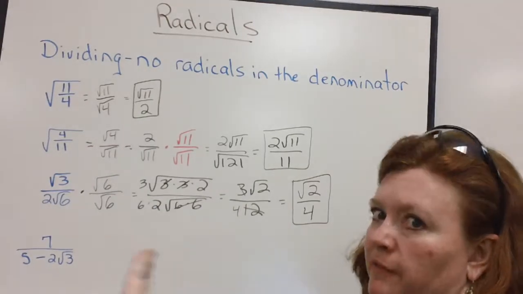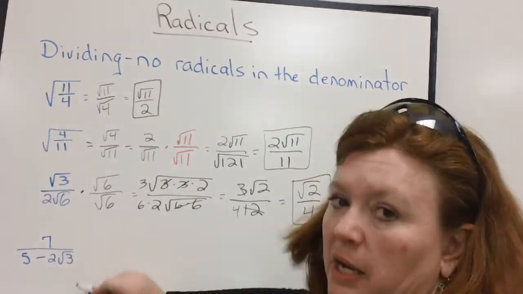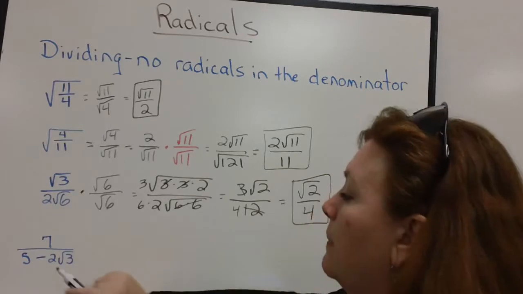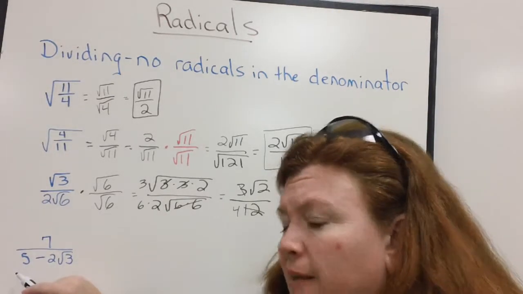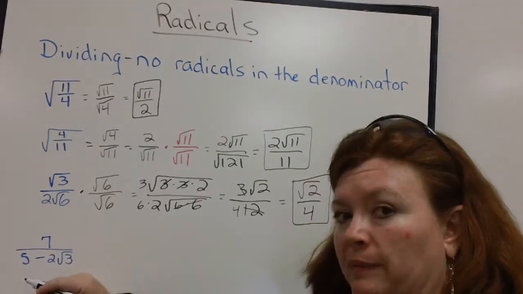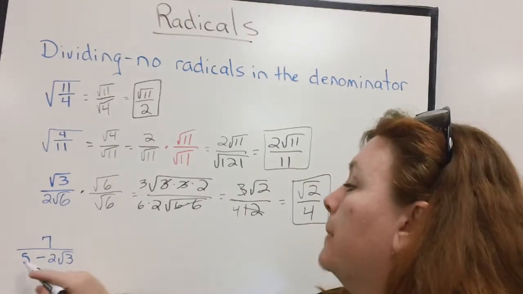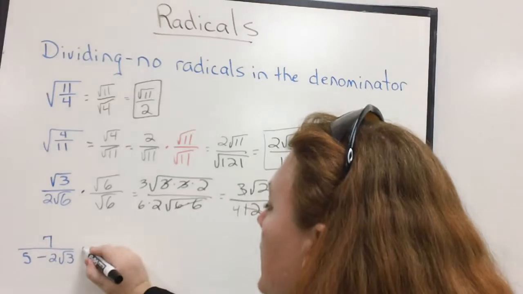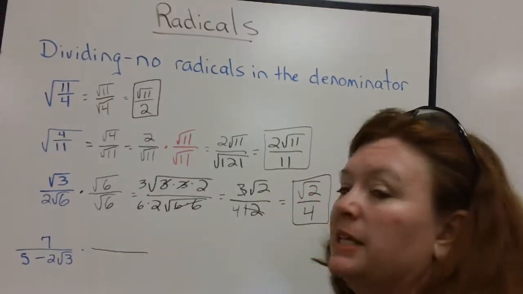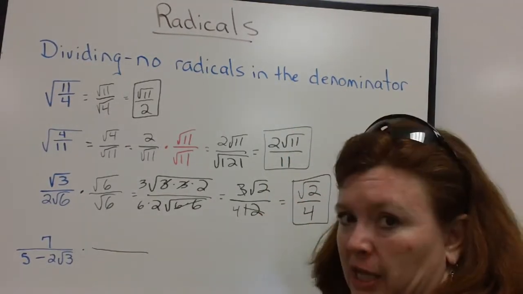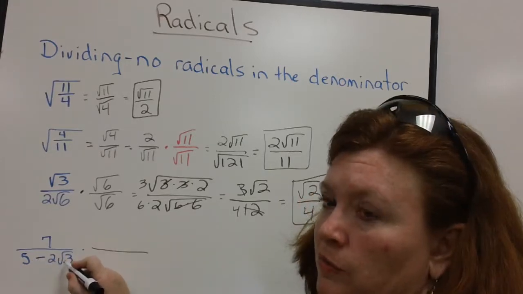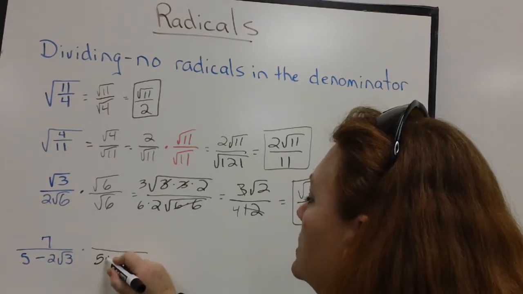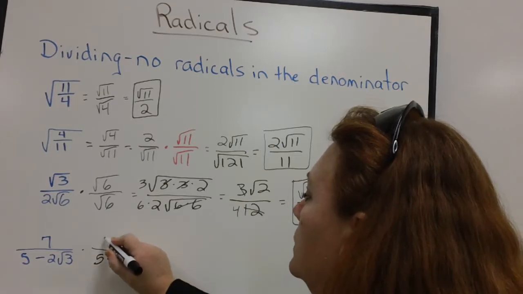This one is a whole different thing, because if I multiply top and bottom by the square root of 3, I'm going to have a problem because I'm going to get a 5 square root of 3, and it's not going to help me. So when you have a binomial here, what you're going to have to do is multiply top and bottom by the conjugate. The conjugate of 5 minus 2 square roots of 3 would be 5 plus 2 square roots of 3.